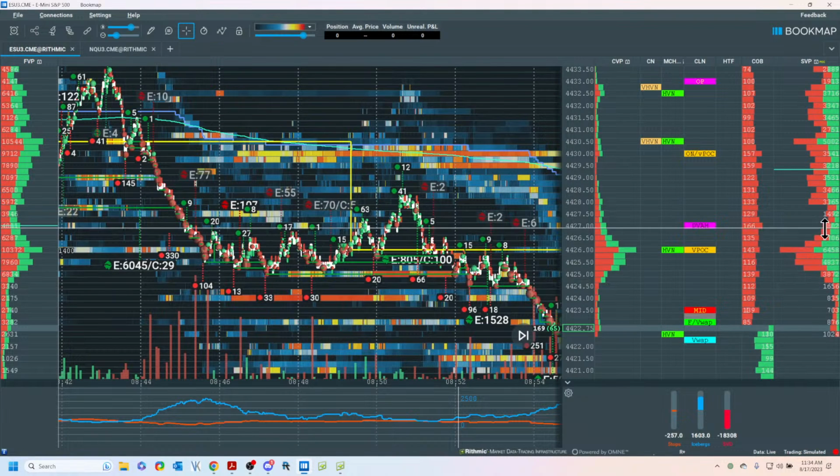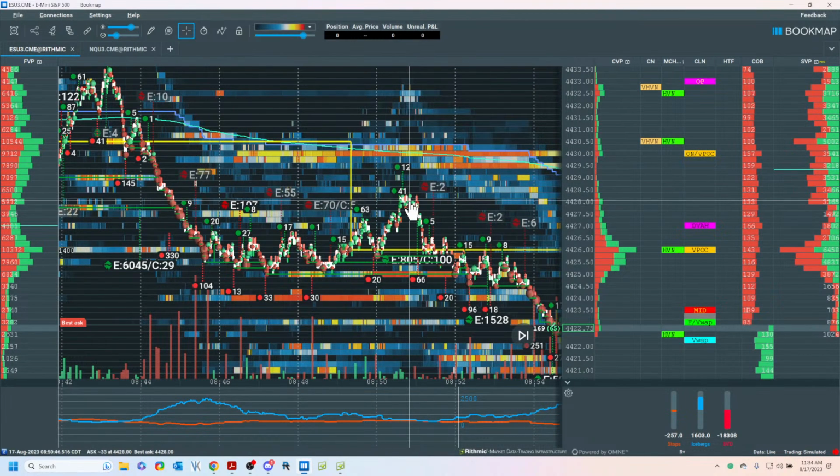Where to? Outside edge. And again, it could do anything. It could come out here. It doesn't, you don't know. Outside edge. I don't want to get long. Let's look. So here's your volume. Microstructure. Seller.